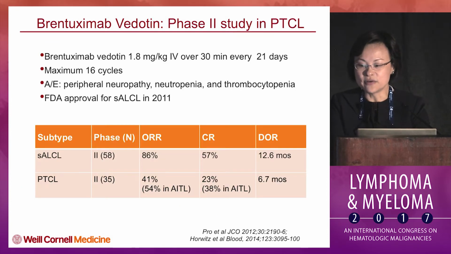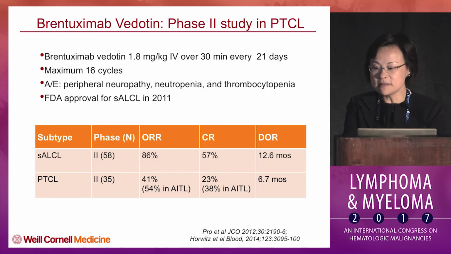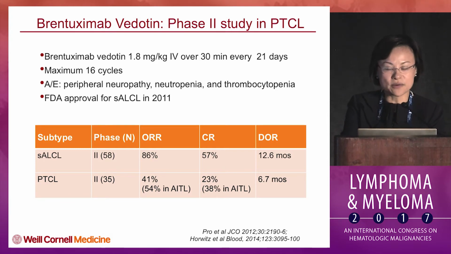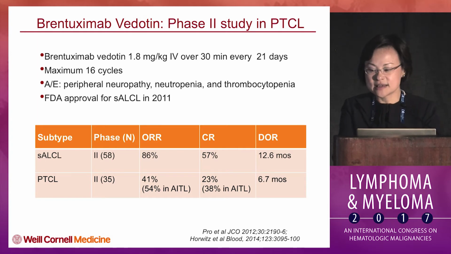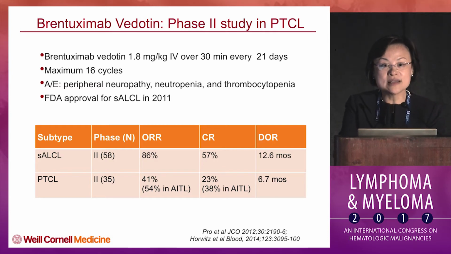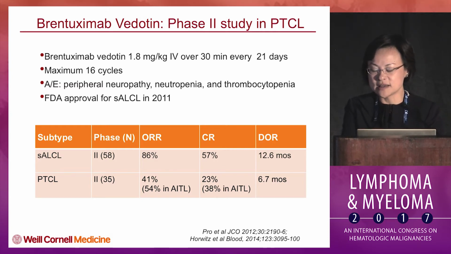The next novel agent is Brentuximab Vedotin, which is provided as an infusion every 3 weeks at 1.8 milligram per kilogram. In the single-agent registration study, which was conducted in systemic ALCL, this agent provides an overall response rate of 86%, 57% of which was CR, which seems to be durable in the most recent update of the study population. That formed the base for the FDA approval in the ALCL relapse setting.